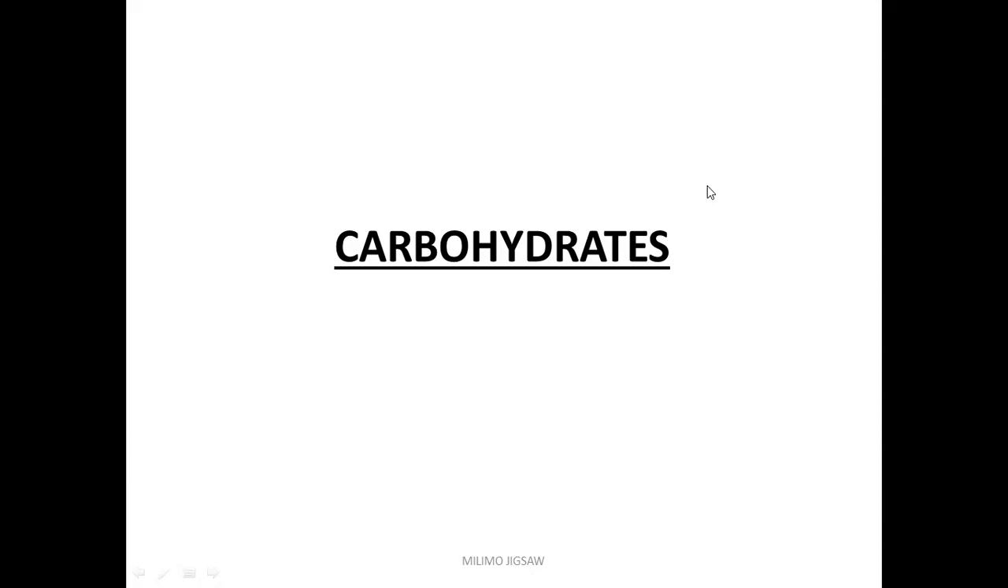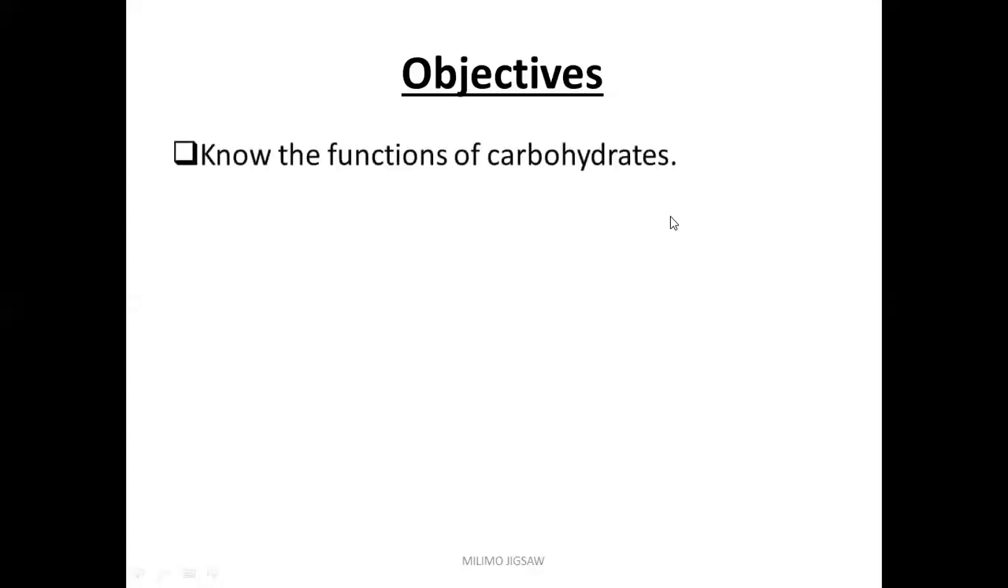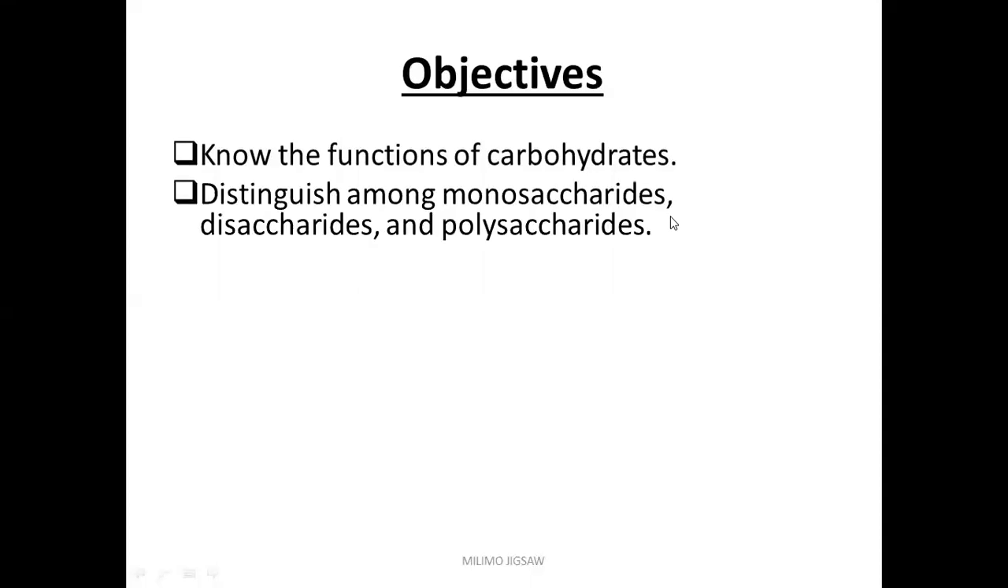Okay, so the objectives for this lesson will include us knowing the functions of the carbohydrates. So we need to know, what do carbohydrates do? What is the biological significance of carbohydrates? How do they function? And then we need to distinguish among the different types of carbohydrates. And then we need to describe the structure of a sugar.